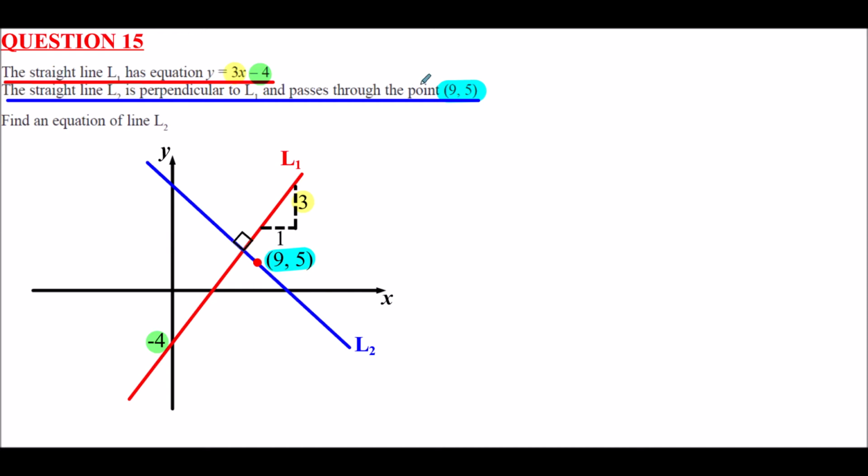Now what you need to remember is how to work out the gradient if one line is perpendicular to another. Any line perpendicular to L1 will have a gradient which is the negative reciprocal of the gradient of L1. So the gradient of L2 will be minus 1 divided by the gradient of L1. So the gradient of L2 is minus 1/3.